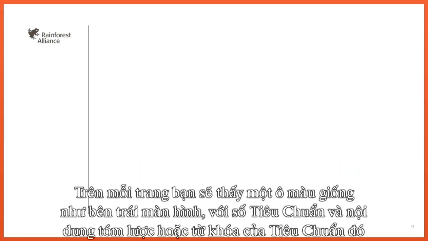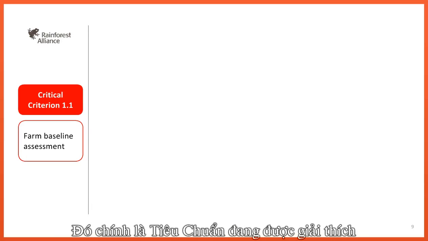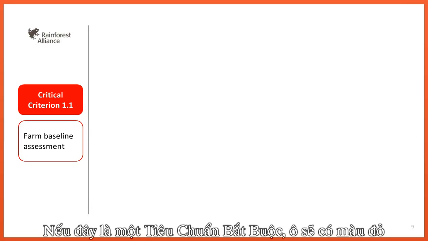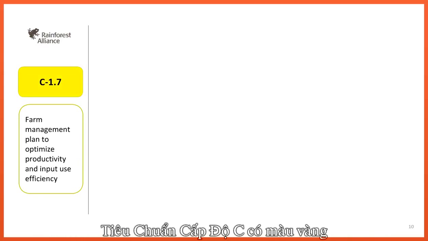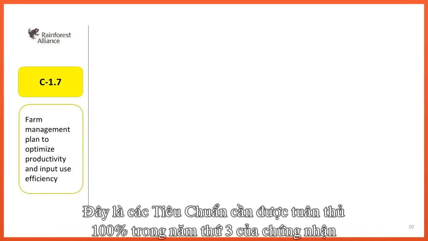On each slide, you can see a colored box like this on your left with a criterion number and the summary or the key word of the criterion. That is a criterion that is being explained right now. If it is a critical criterion, it is indicated in red. Level C criteria are indicated in yellow. These are the criteria that need to be complied with by 100% by the 3rd year of certification.